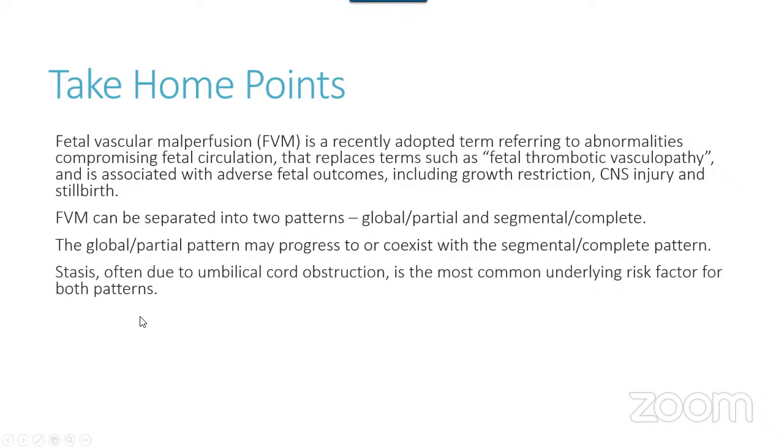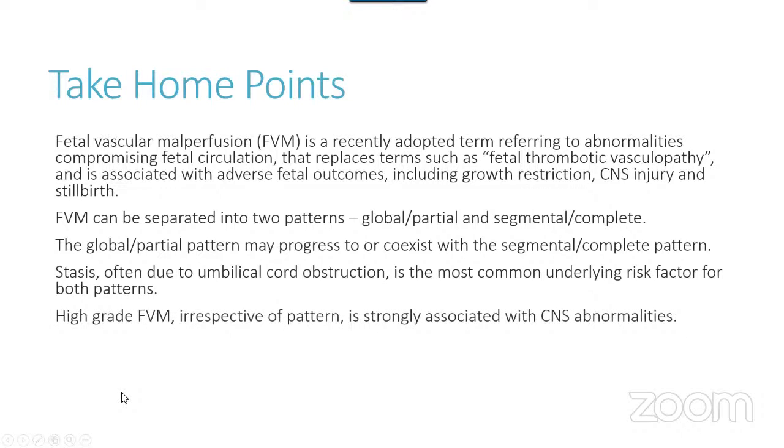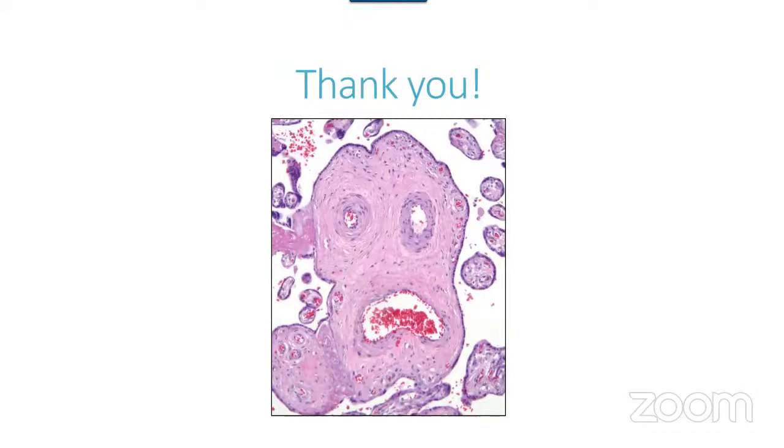Stasis is the key to FVM's pathophysiology. It's usually due to cord obstruction, and it is the most common underlying risk factor for both the global and segmental patterns. High-grade FVM, regardless of what pattern you're seeing, is strongly associated with CNS abnormalities. And fortunately, most cases of FVM are sporadic, and there's quite a low recurrence risk in subsequent pregnancies. So with that, I thank you all for your attention, and I'm happy to take any questions that anyone might have.